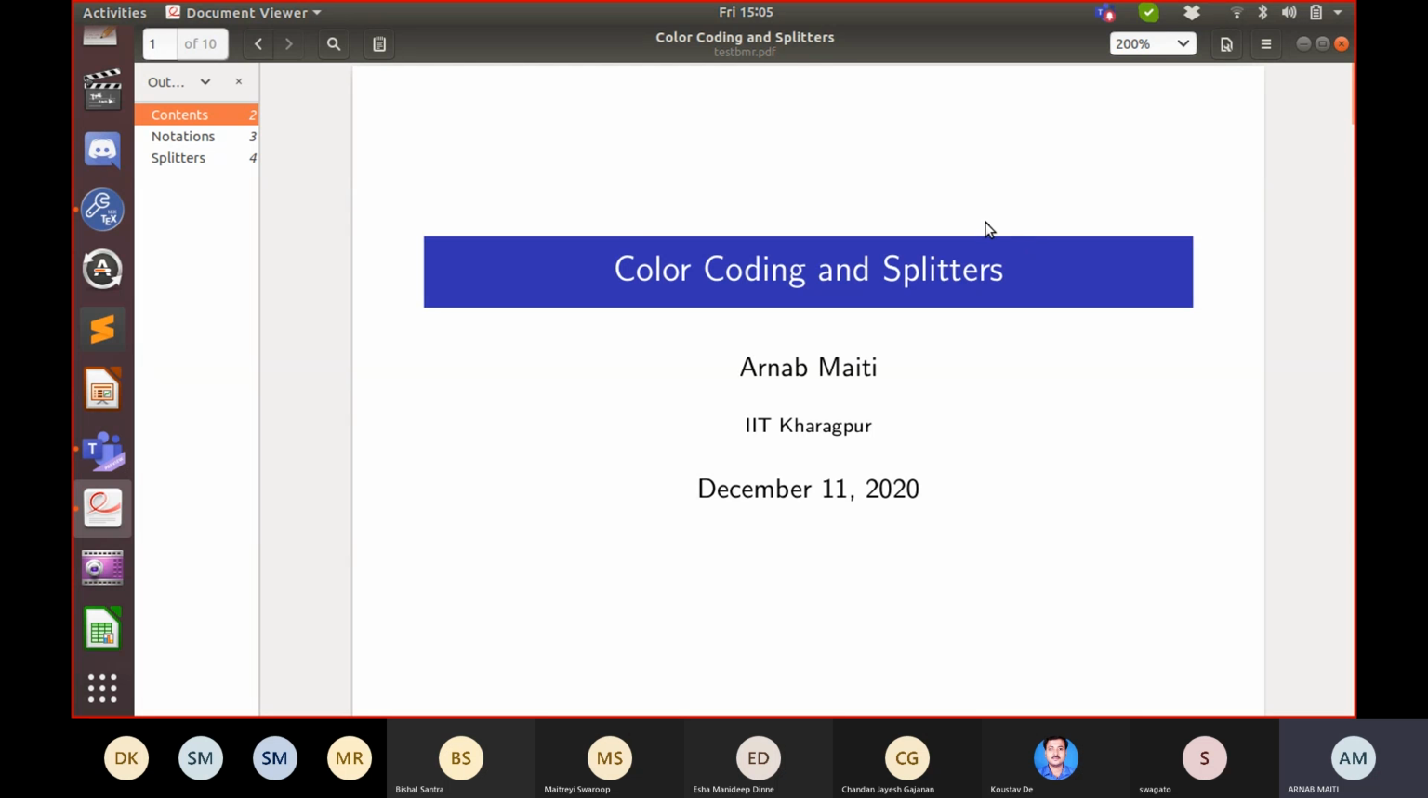It's on color coding and splitters. It's quite a nice technique, sort of a nice black box, these splitters, which can be used to properly brute force something. Naive brute forcing is quite tough. Some algorithms, if you try direct brute forcing, might take a lot of time. But splitters allow us to brute force in a very quick time. We'll see it from the application point of view, but first, let's look at what splitters are.